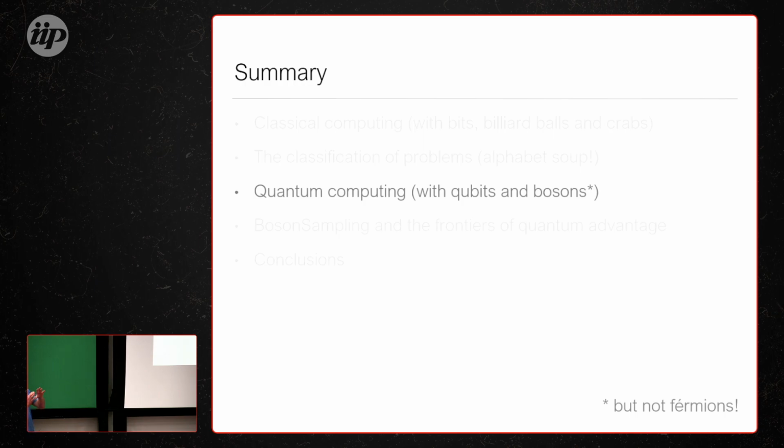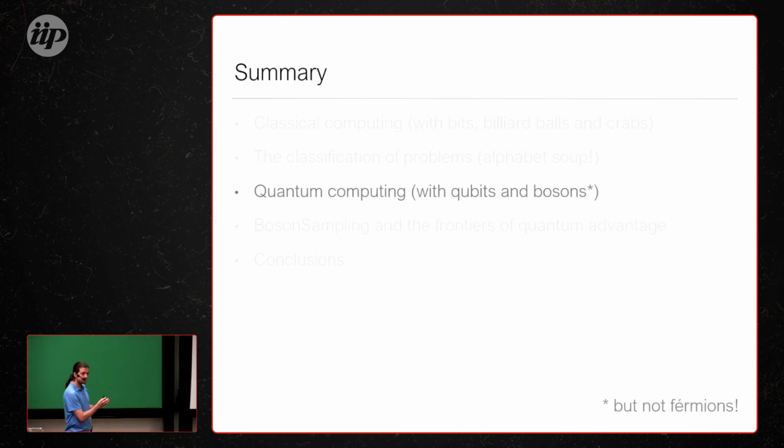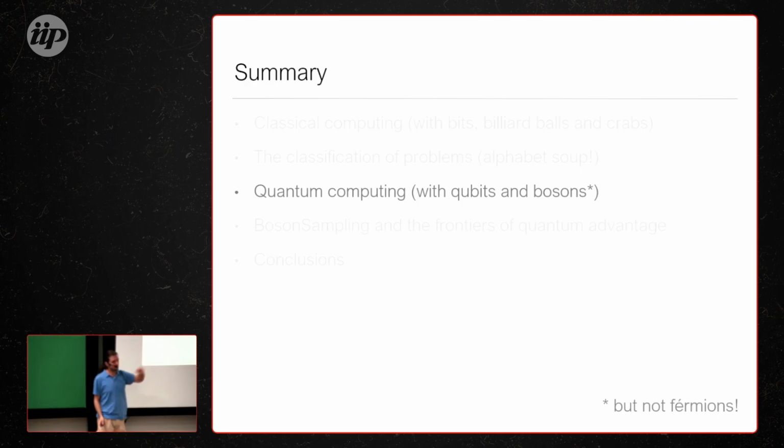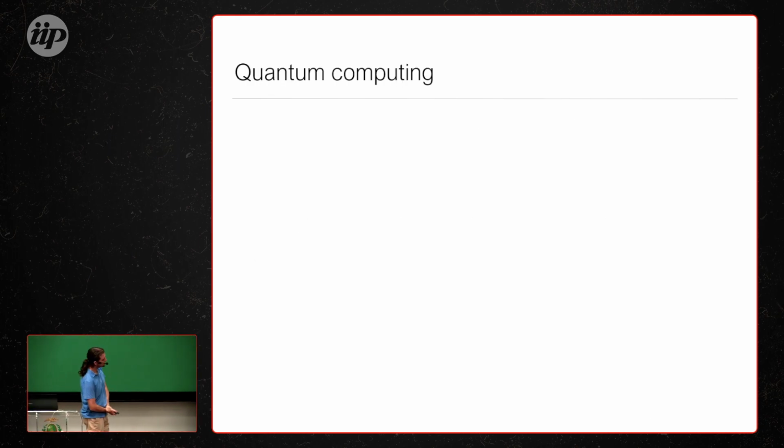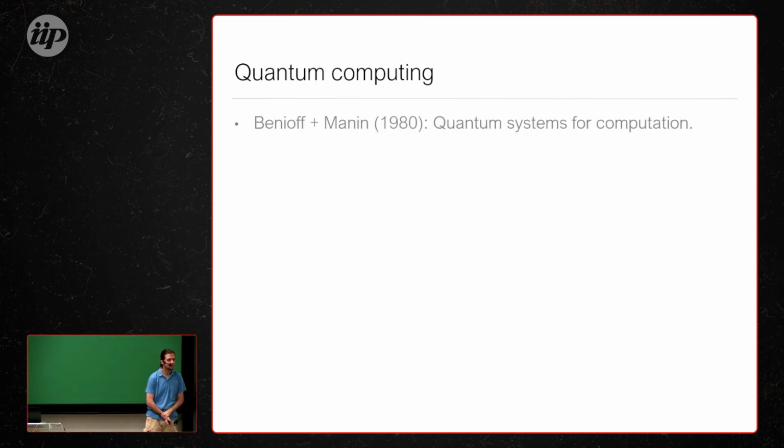Before I tell you that, I want to describe a very simple physical system. So let me talk a little bit about quantum computing with qubits and bosons, but for a very interesting reason, not with fermions. I'll tell you why shortly. So, a very quick, one-slide timeline of the origins of quantum computers.